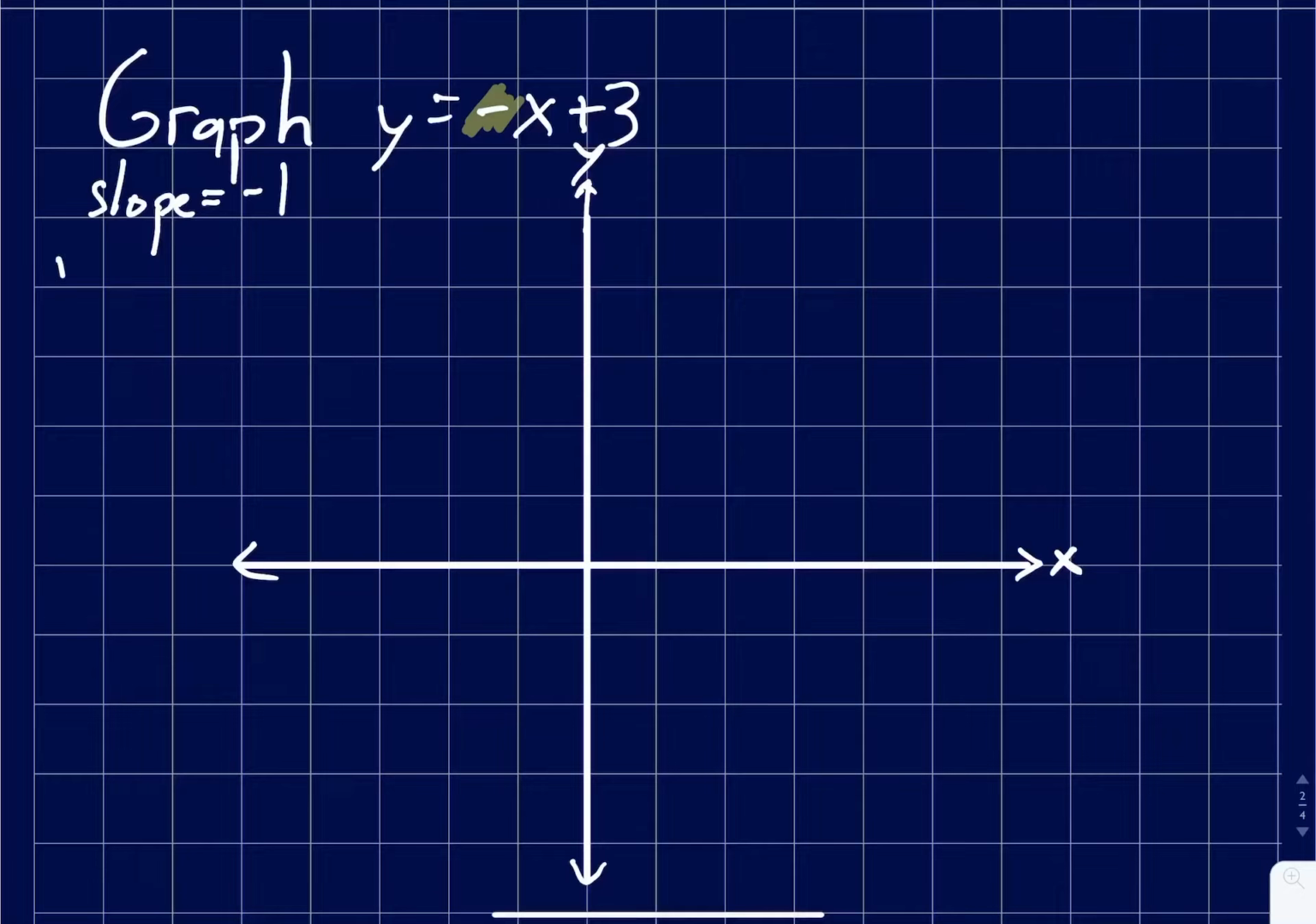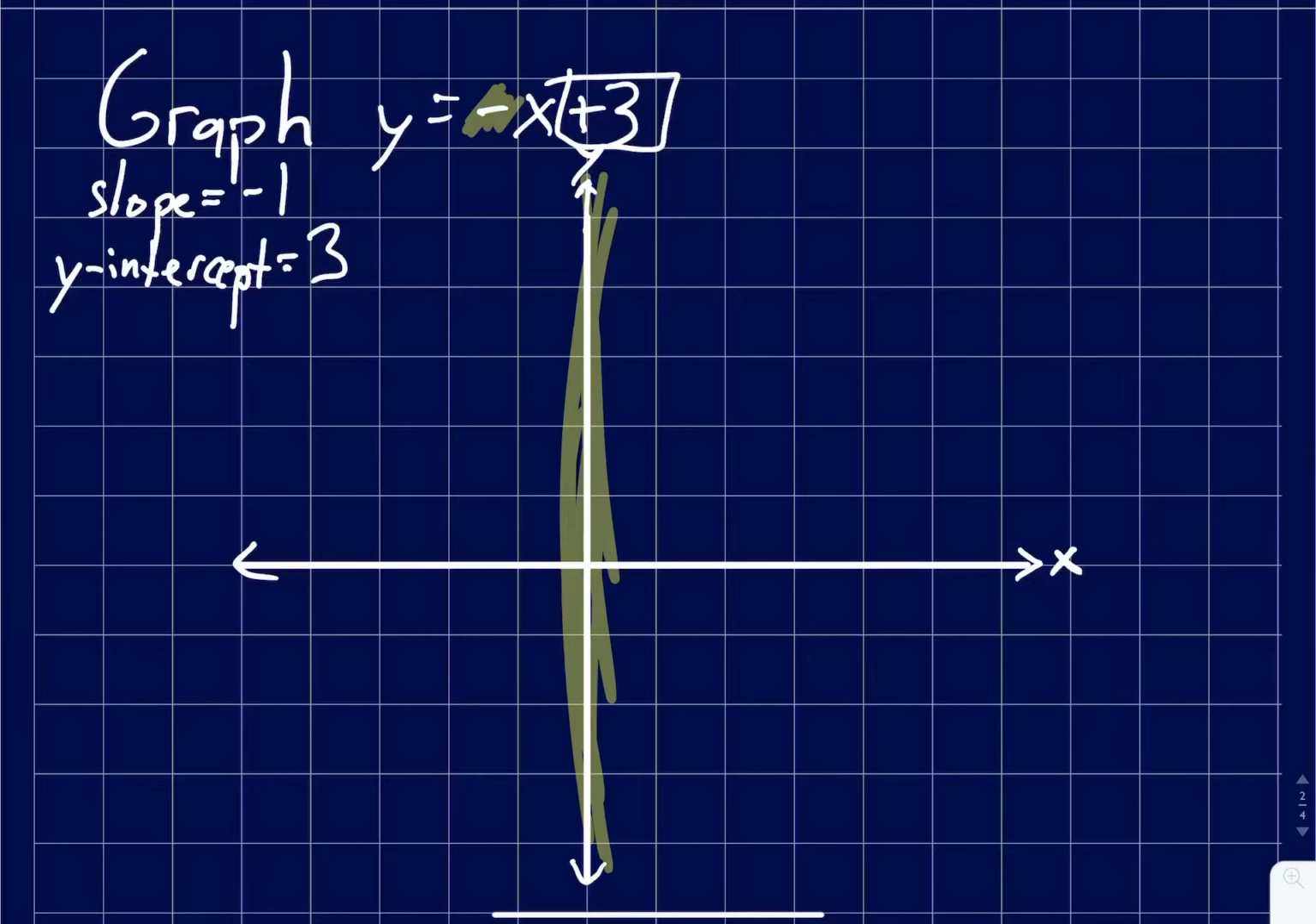And our y-intercept, okay, is right here. It's positive 3, so 3. So that means that our line is going to be crossing the y-axis. Remember, the y-axis is this one going right down the center. The y-axis at positive 3. So 1, 2, 3. Our first point is going to be right there.